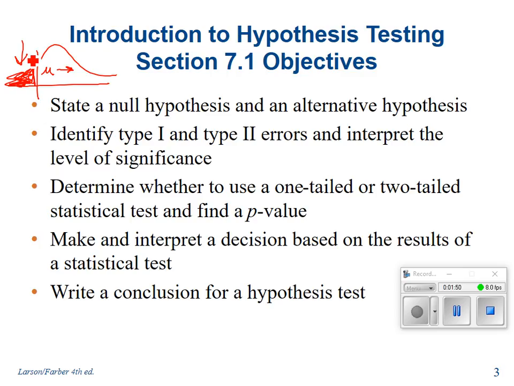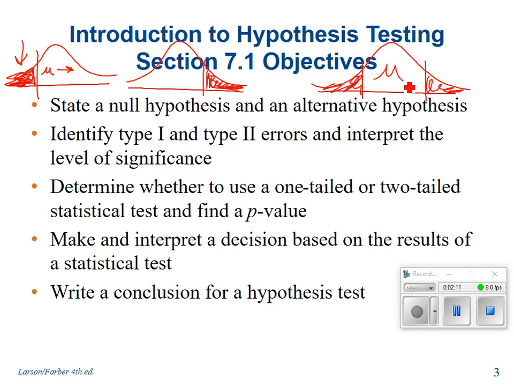This is a left-tailed. That would be a right-tailed. Then you can probably guess a two-tailed is something like that, where you want the mu to only fall in there. And it doesn't have to be mu. It could be P. It could be whatever.